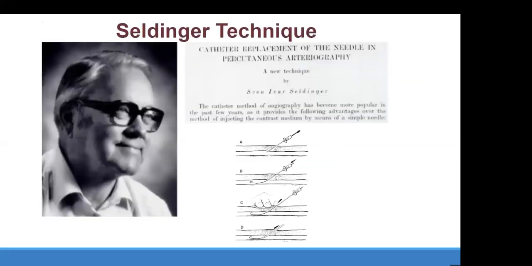The Seldinger technique was first described by Seldinger, and it was initially for a femoral puncture, and this is the first paper where he described this technique. It was for the femoral. It's the same application in the radial.